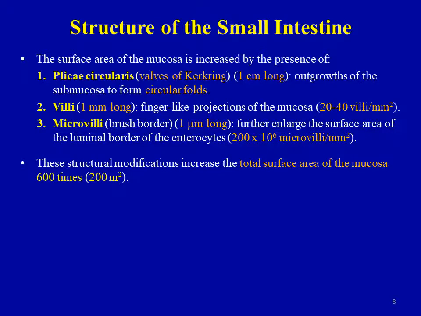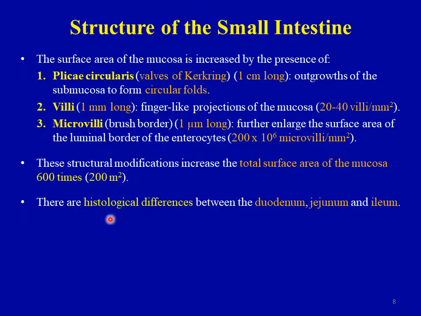These structural modifications will increase the surface area of the mucosa from 1/3 square meter to 200 square meters, so about 600 times. As I said, this is important because the small intestine is the major site for the final absorption of nutrients after being mechanically and chemically digested.